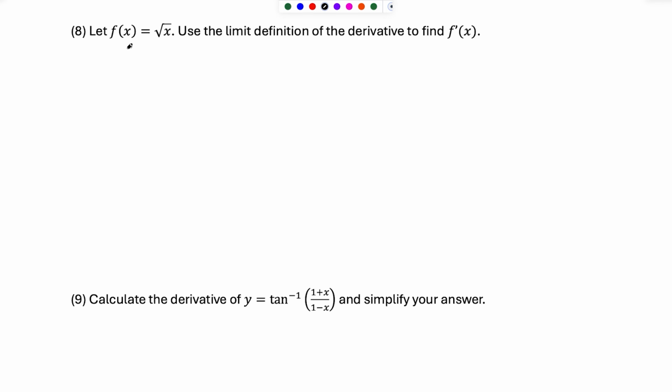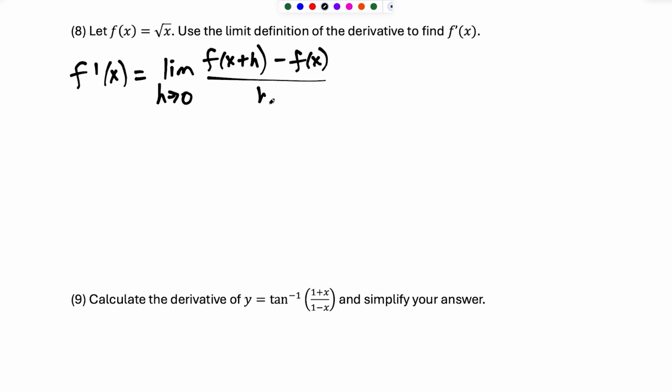Question 8, we have f of x equals square root x, and we're going to use the limit definition of the derivative to find f prime of x. So we have to know that f prime of x is equal to the limit as h approaches 0 of f of x plus h minus f of x all over h. Okay, so here, this is more of an algebra challenge. So we just have to be able to find f of x plus h, plug in, and do the algebra to simplify. So f of x plus h is equal to square root of x plus h.